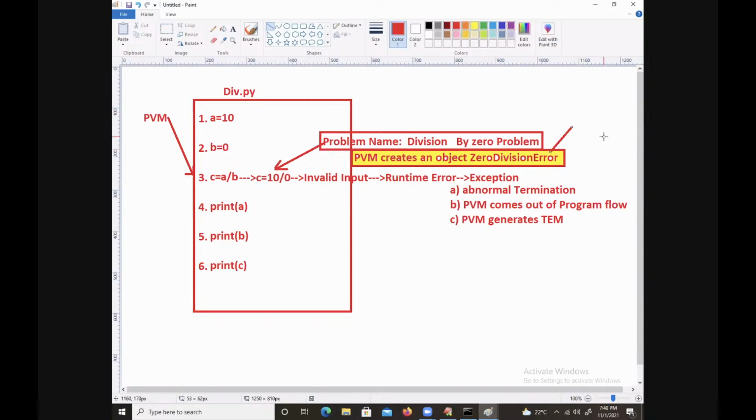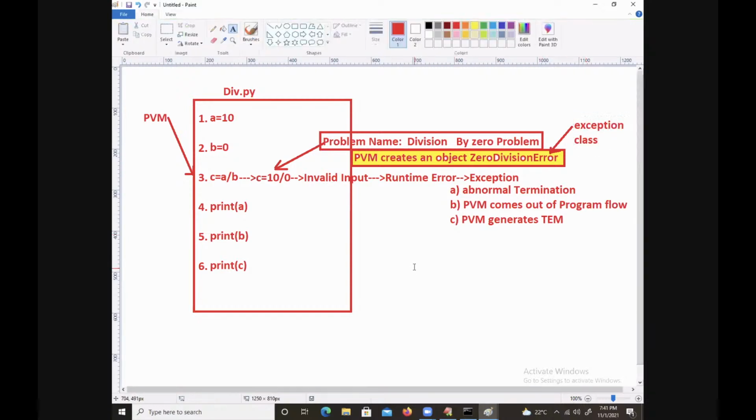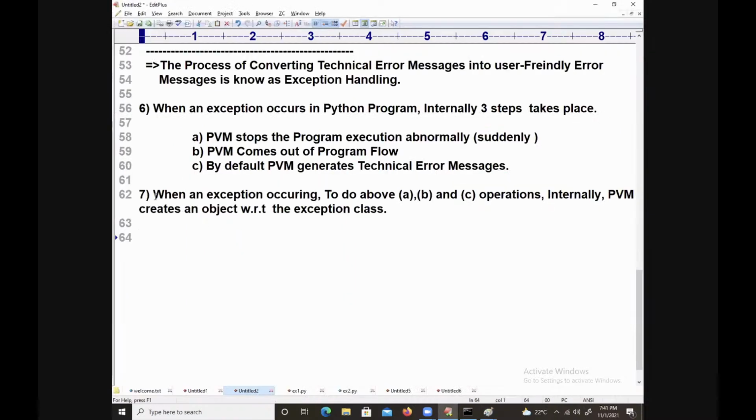See, my dear students, this is called the exception class name. That means for every exception, internally what is created? An object of the exception class is created. When an exception is occurring, exception classes are required. Internally PVM creates an object of the exception class.